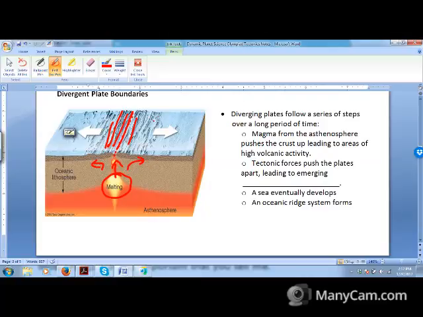So tectonic forces are going to push the plates apart, leading to emerging rift valleys, and then a sea eventually develops. And finally, after a long time, an oceanic ridge system like the mid-ocean ridge is actually going to form with that.